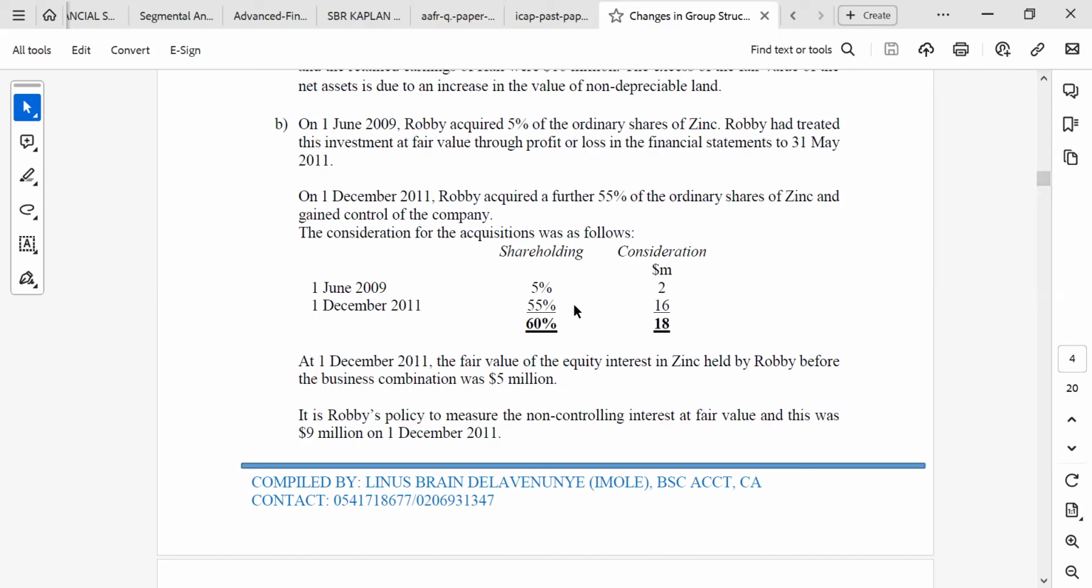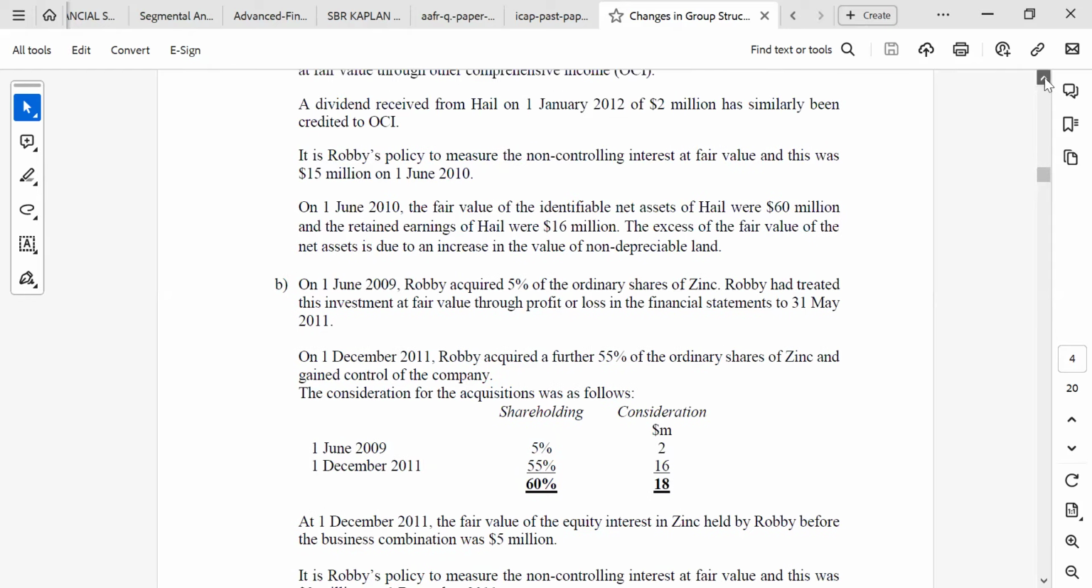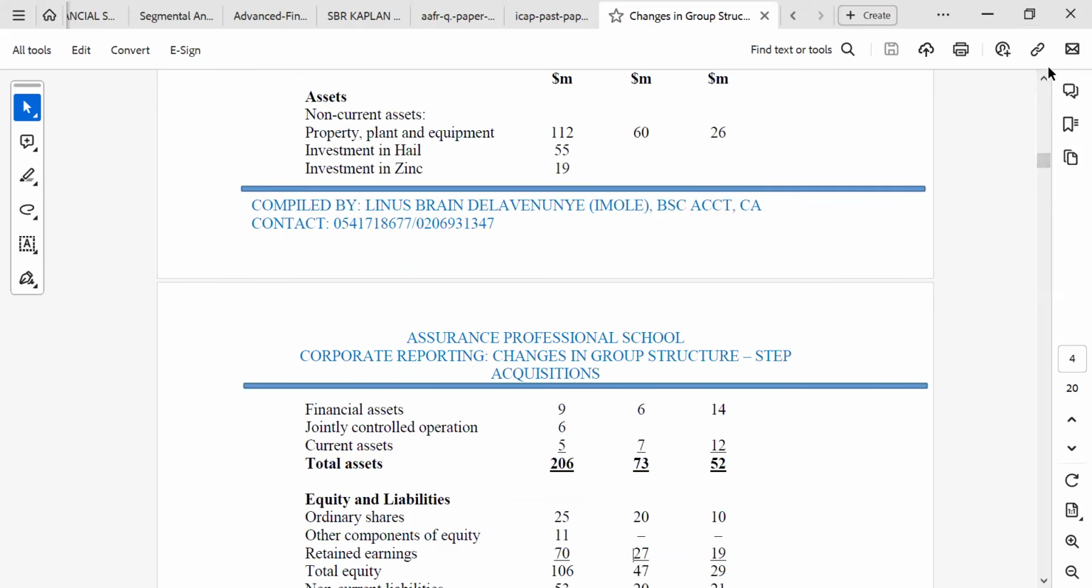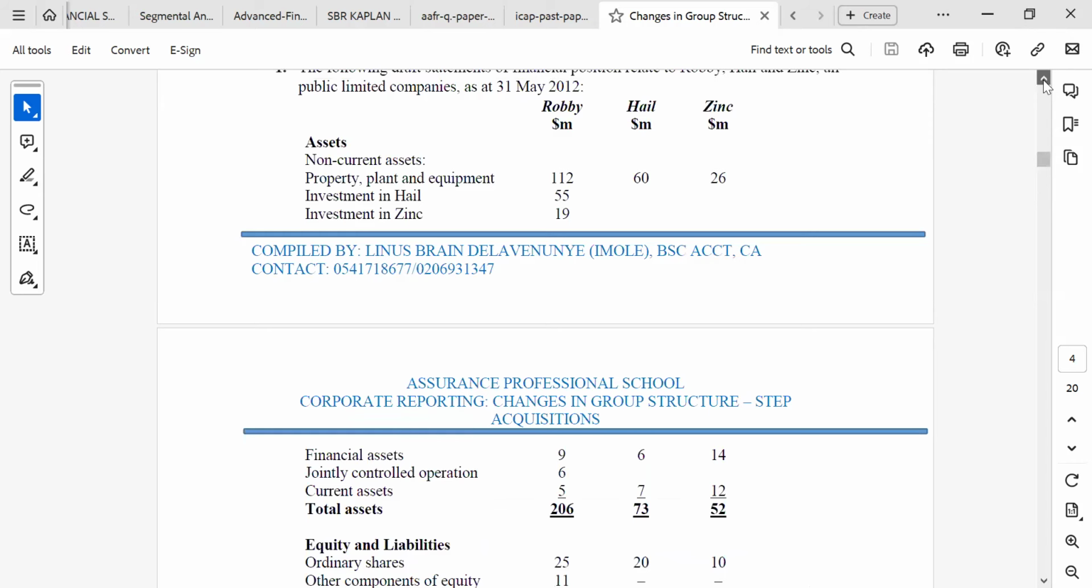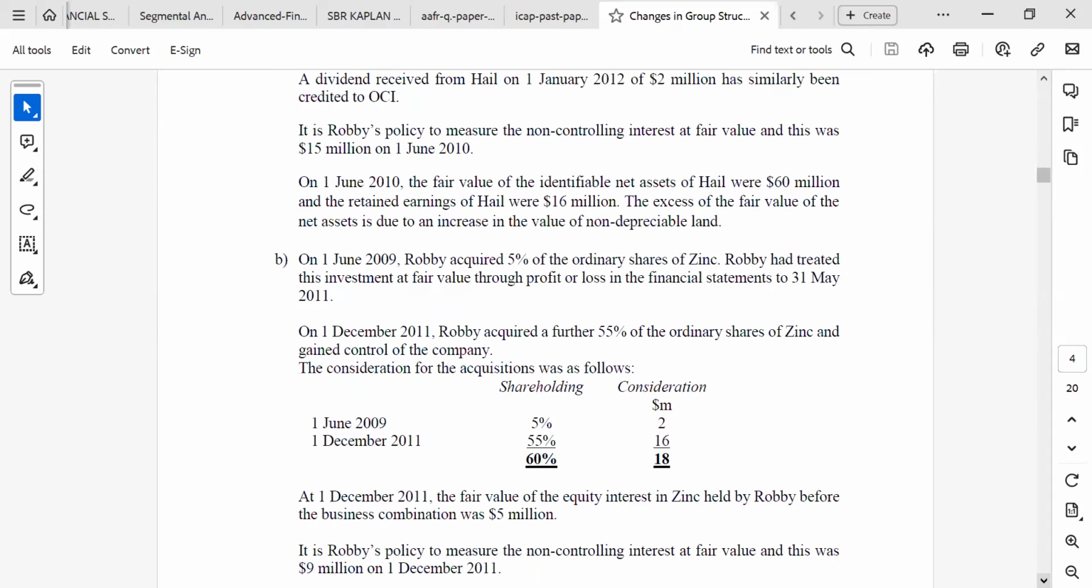Now, they say that the consideration paid for the 5%, which was on 1st June, is 2 million, isn't it? Okay. So they have now paid additional 16. So in the statement of financial position of Robbie, the investment in Zinc should be this figure. Let's go and check that figure. The investment should have been 18 million. But how much do we have here? 19. We have 19. So what is happening there? There's addition of one. Yes. Okay. That one is relating to what? Fair value gain.